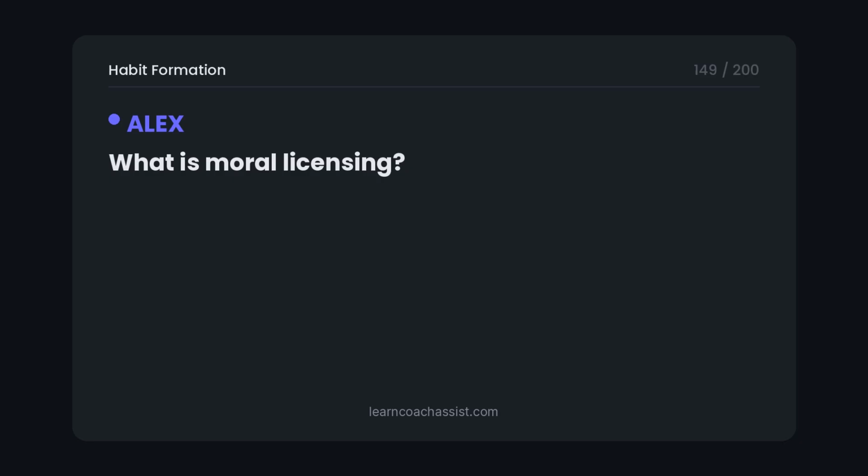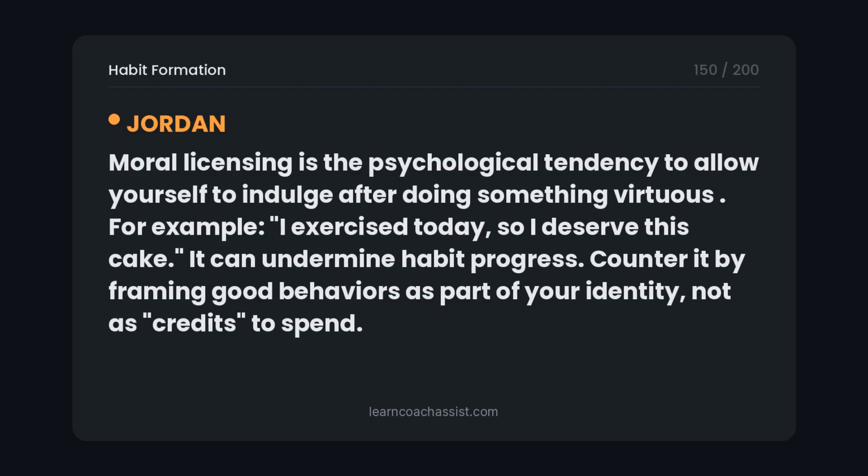What is moral licensing? Moral licensing is the psychological tendency to allow yourself to indulge after doing something virtuous. For example, "I exercised today, so I deserve this cake." It can undermine habit progress. Counter it by framing good behaviors as part of your identity, not as credits to spend.